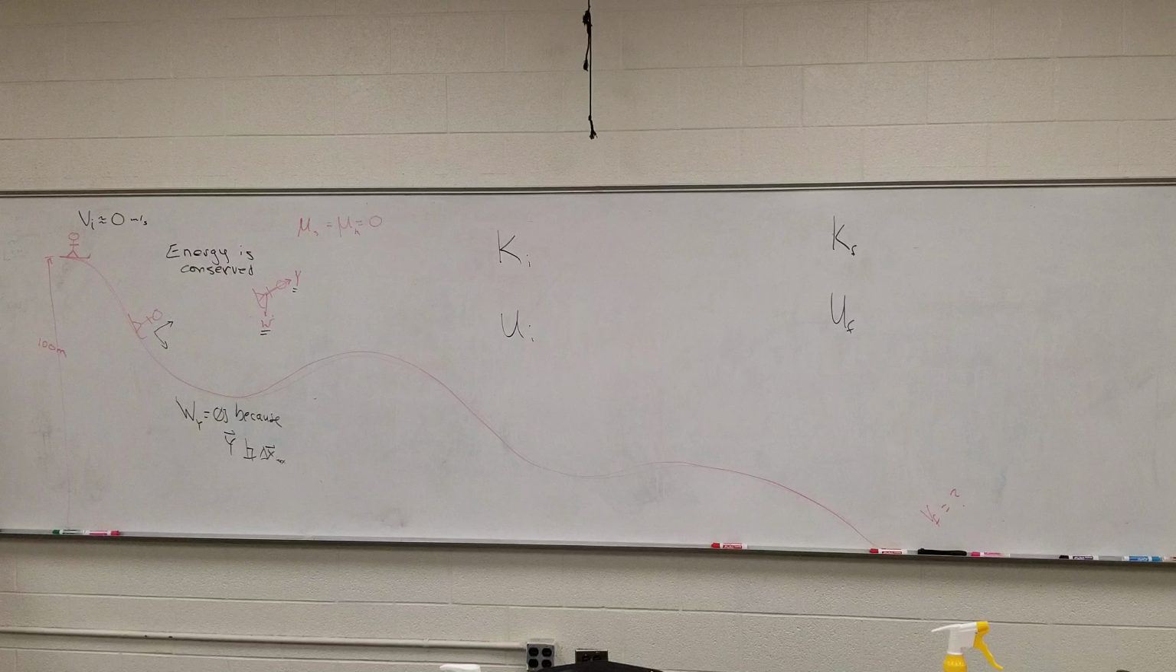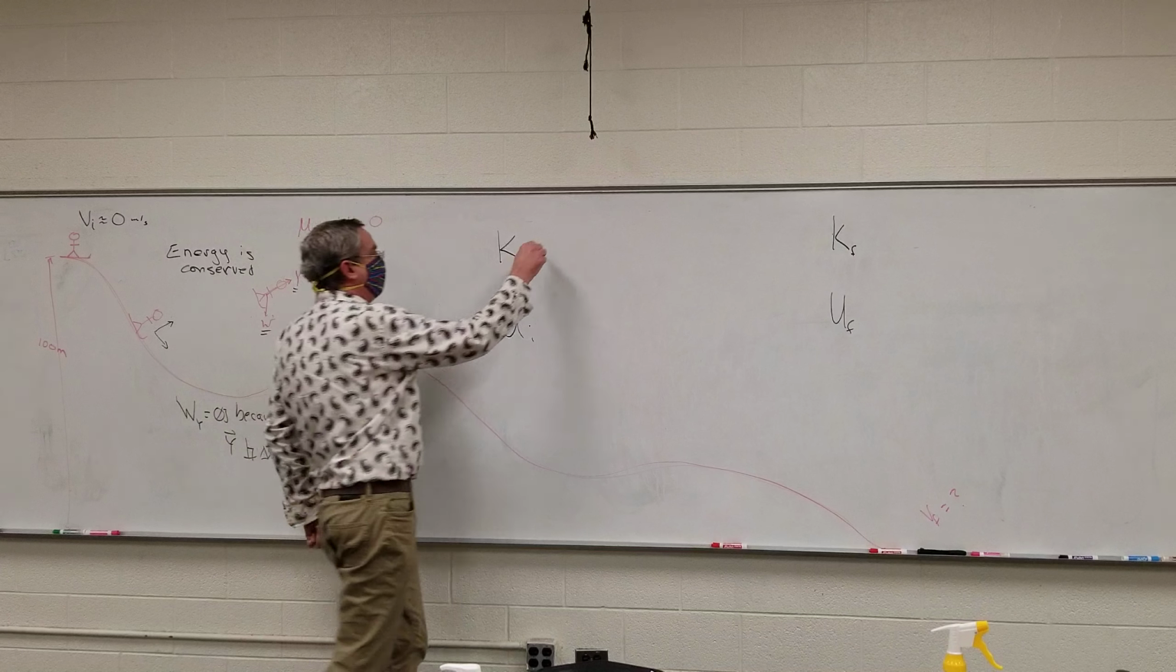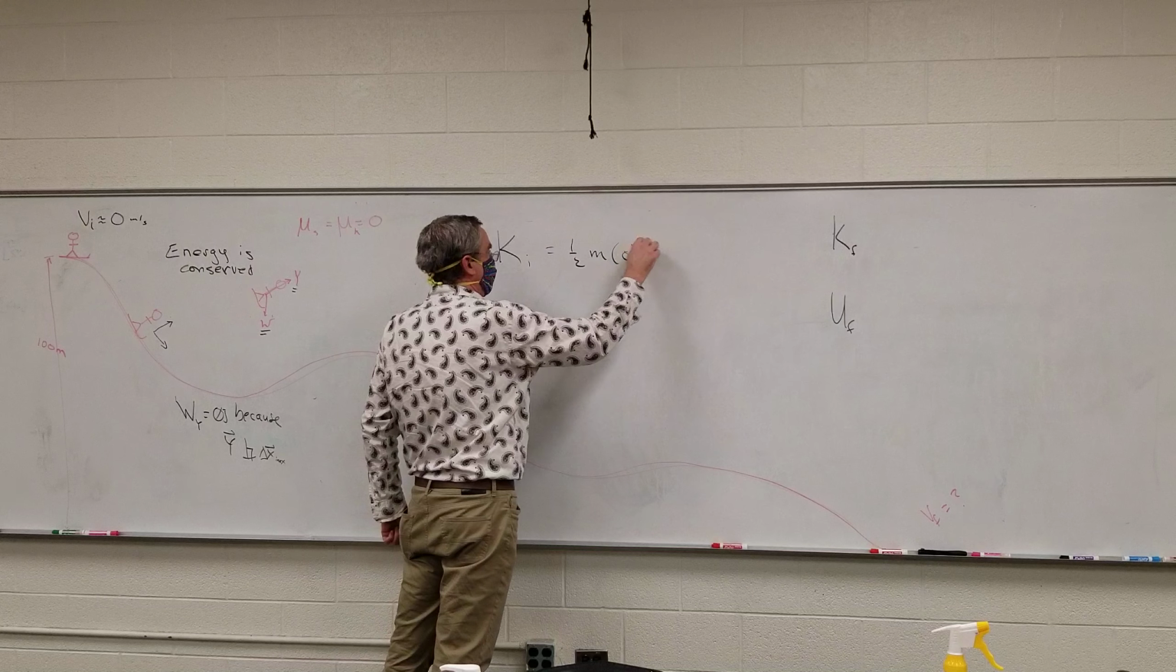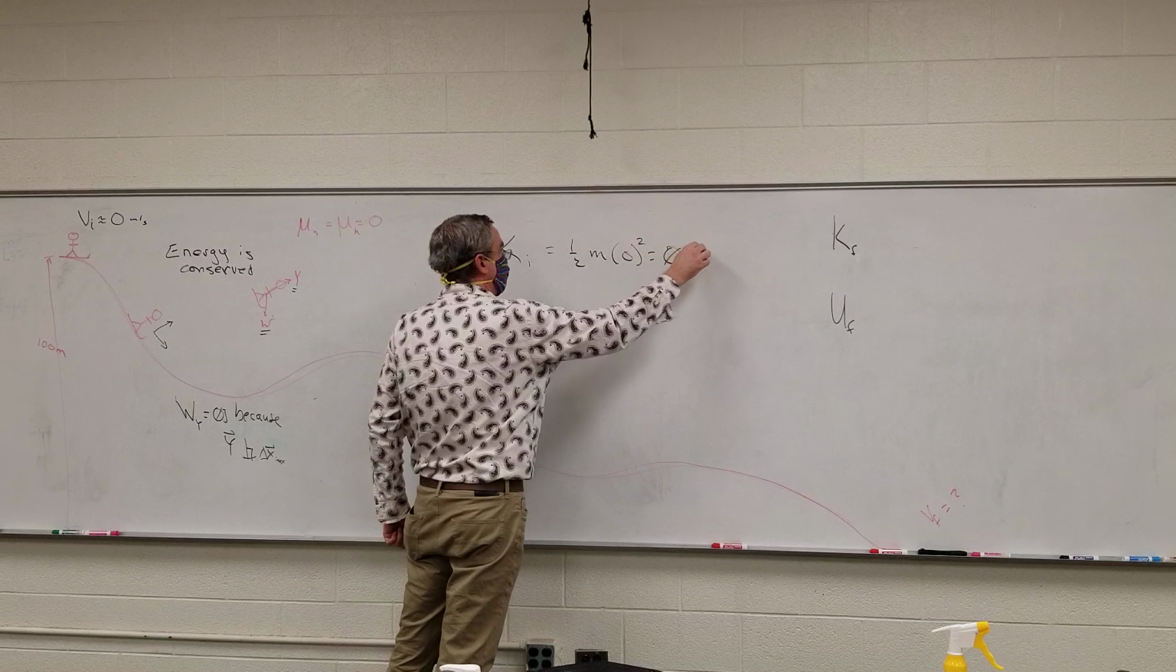So what is his initial kinetic energy? 0 meters per second, or 0 joules. There we go. So 1/2 times whatever his mass is times 0 squared is 0 joules.